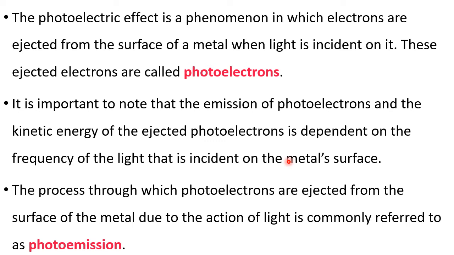The process through which photoelectrons are ejected from the surface of the metal due to the action of light is commonly referred to as photo emission. Electrons are called photoelectrons. Emission is called photo emission, and the effect is called what? Photoelectric effect, because these electrons move, and the current movement is seen in the electric meter. So it is called a photoelectric effect.